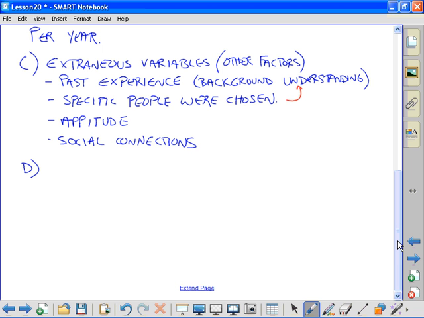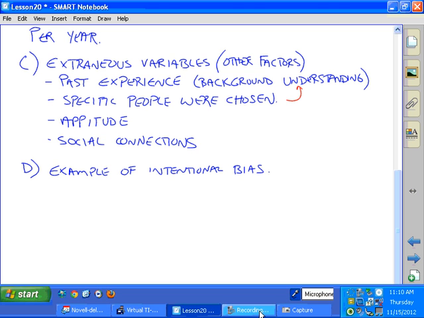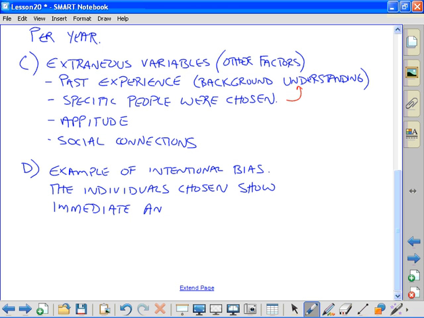So this is an example of intentional bias. This is the D part, an example of intentional bias. All right, so the intentional bias: the individuals chosen show immediate and, we'll say, above average results.